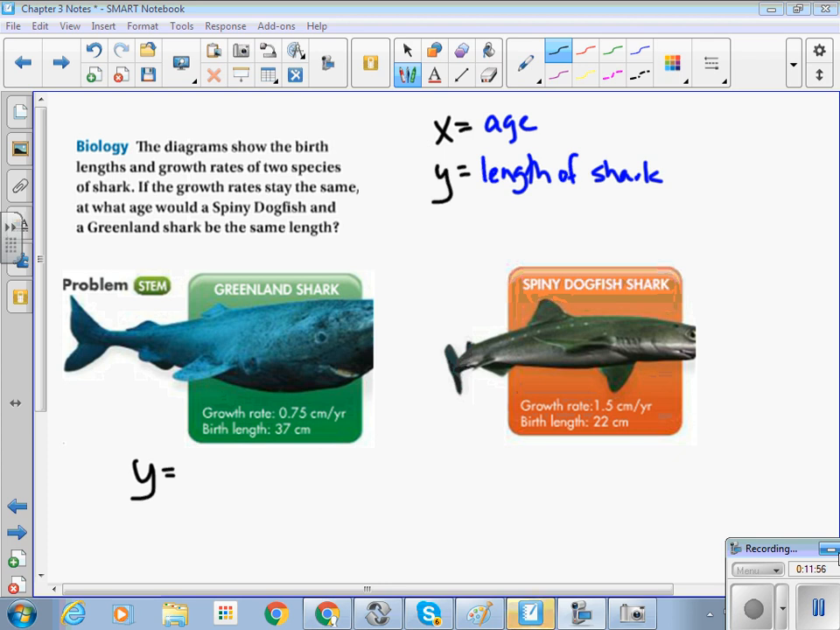All right, so we're going to go Y equals whatever our rate is, that's the same as a slope. Anywhere you see slope or rate, put that in as your slope in your equation, plus whatever length our little shark starts out at, which is our y-intercept, our starting point, our starting length. And then our spiny dogfish shark, he is y equals, he is growing 1.5 centimeters per year, and he starts out at 22 centimeters.